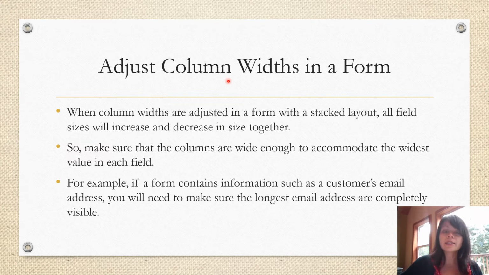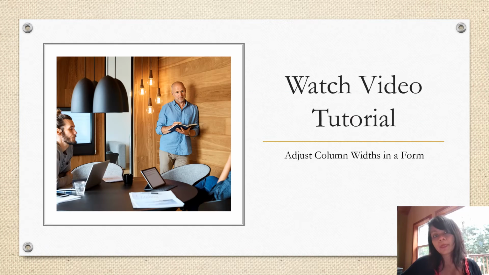Next, adjusting column widths in a form. When column widths are adjusted in a form with a stacked layout, all the field sizes will increase and decrease in size altogether. So make sure that the columns are wide enough to accommodate the widest value in the field. For example, if a form contains information like email address, you need to make sure that the longest email address is completely visible. So please watch the video tutorial on adjusting column widths in a form.